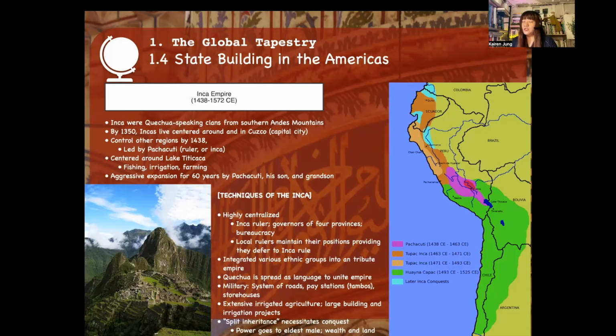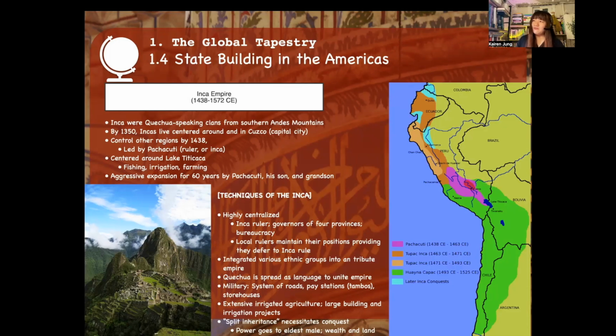They relied on fishing, irrigation, and farming, and there was aggressive expansion for 60 years by Pachacuti, his son, and his grandson. The techniques of the Inca were that they were highly centralized. They had an Inca ruler and the governors of 4 provinces. Local rulers maintained their positions provided they deferred to Inca rule. They integrated various ethnic groups into a tribute empire. Quechua was spread as the language that united the entire empire.